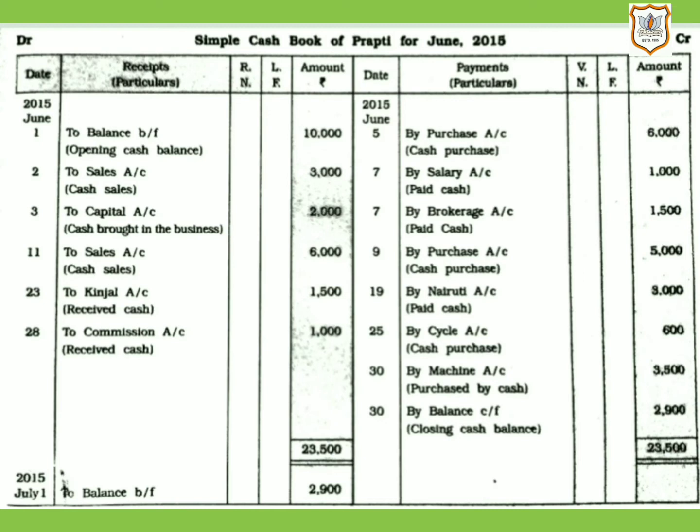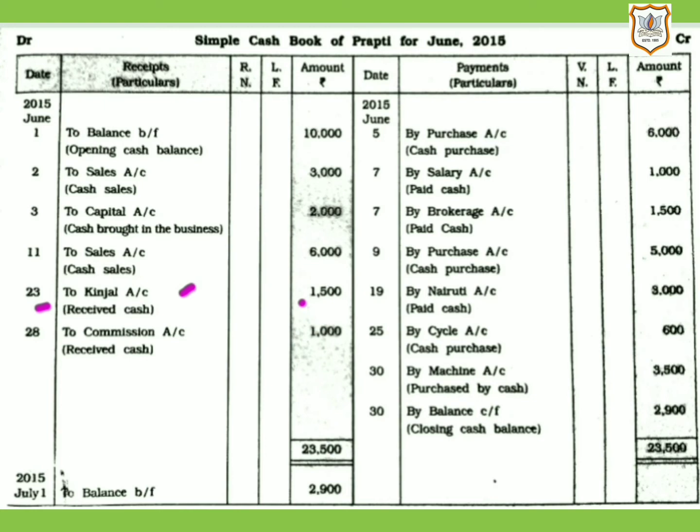So here we will enter the date, that is 23rd. Then who has paid us cash? Kinjal has paid us cash. So here we will write to Kinjal account, and in the amount column we will write 1,500 that we are getting.